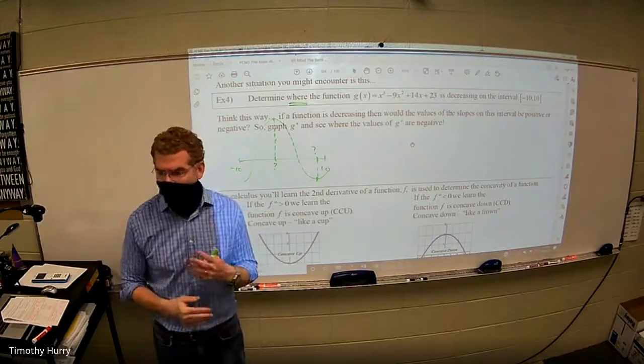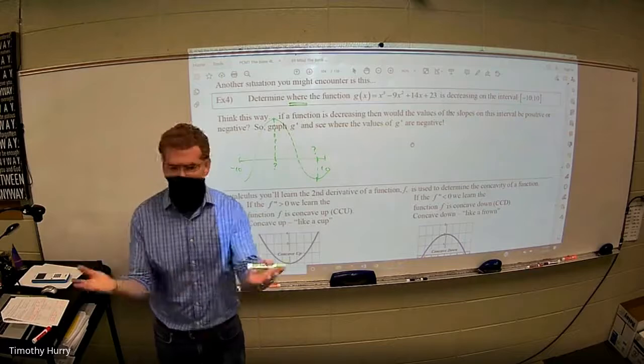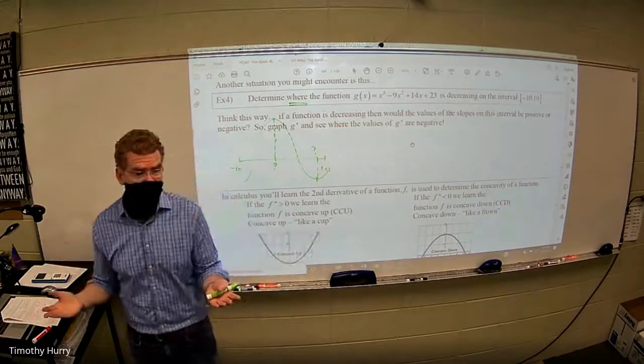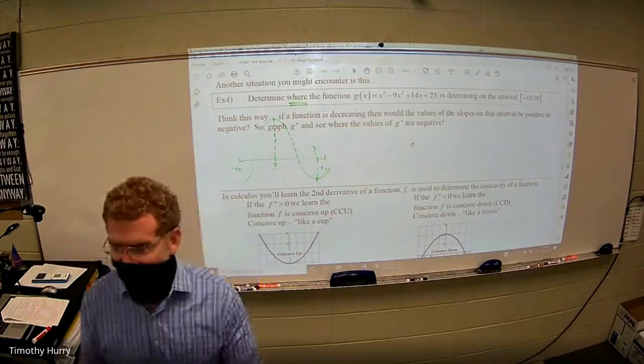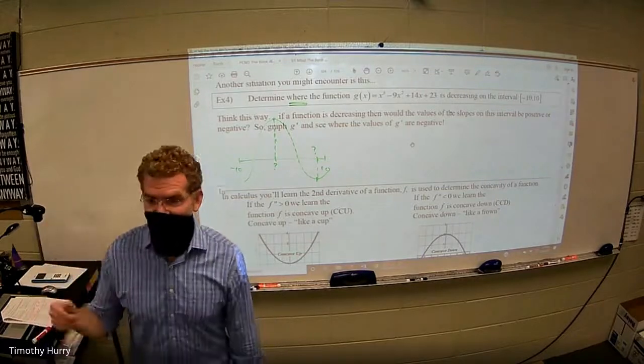You're like, did they really want me to go hunting for the graph? And it would be some graph you have no idea what it's going to look like because you're not familiar with it. So they don't want you to do that. That's pre-calc. They want you to use the derivative.